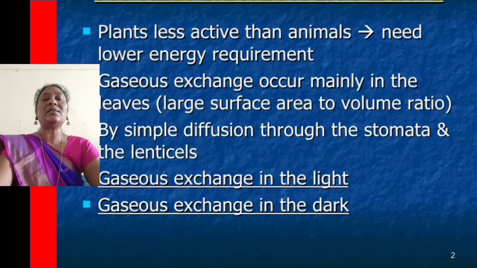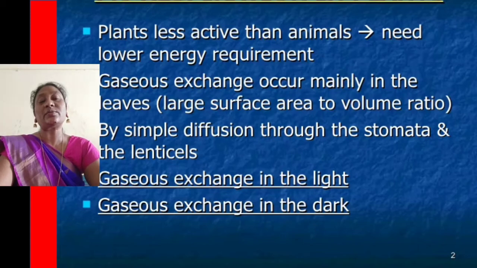Plants are less active than animals, so they need lower energy. Because they don't move here and there, they are very less active, and so they need a smaller amount of energy. Gaseous exchange occurs mainly in the leaves, which have a large surface area to volume ratio. By simple diffusion, gaseous exchange takes place through the stomata and the lenticels.